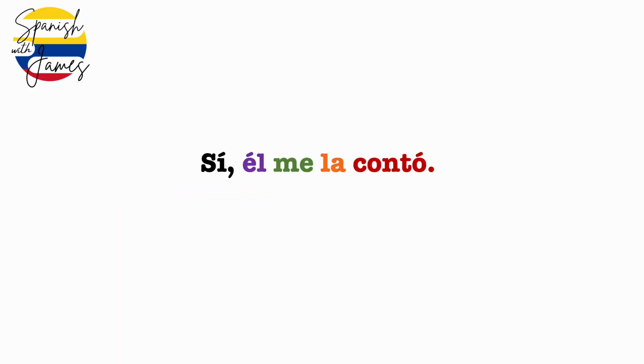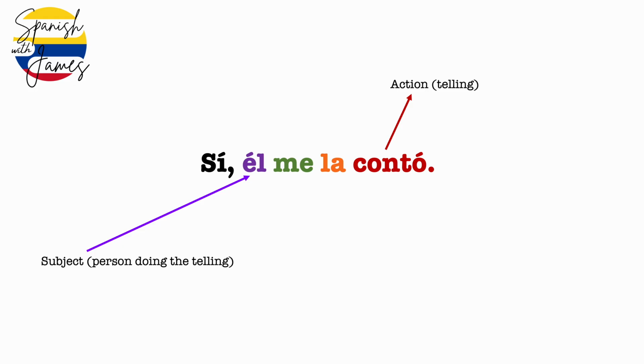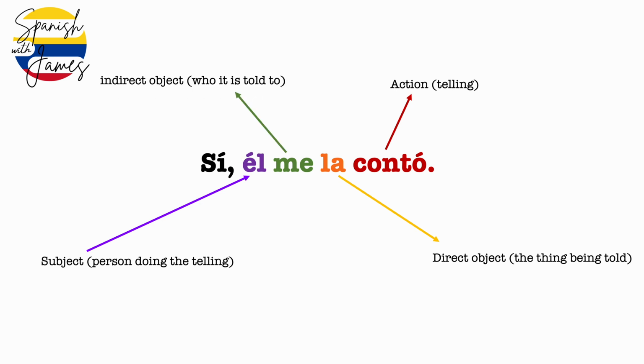When I say sí, él me la contó, I've got the action telling, I've got the subject, so I've changed Juan to a subject pronoun. El is the person doing the telling. I've got the direct object, the thing being told, which is the story of the day we met, or the story of the day you guys met. So la is kind of reducing all of that. And the indirect object pronoun, which is me. He was telling me the story.